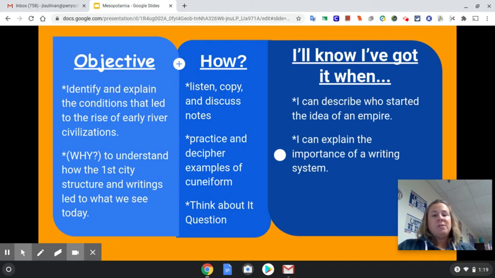How you're going to do that, you have a little bit of notes to listen to and copy down. And then we're going to look at examples of early writings, the writing of the Sumerians and the Akkadians called cuneiform. And you are going to try to practice writing that. And then you're going to have to try to decipher somebody's. And then you have a think about it question at the end that you need to complete. You'll know you've got it when you can describe who started the idea of an empire, and you can explain the importance of a writing system.